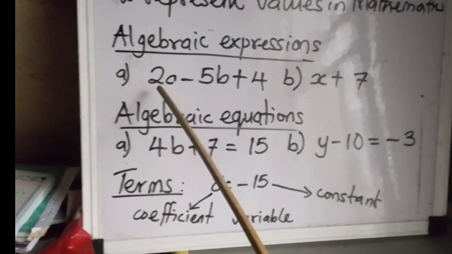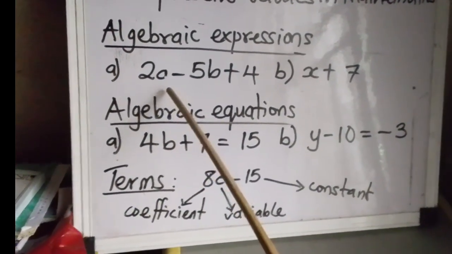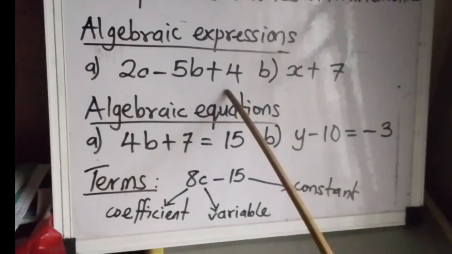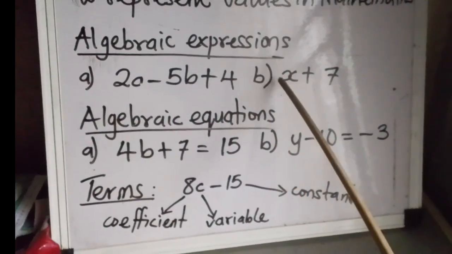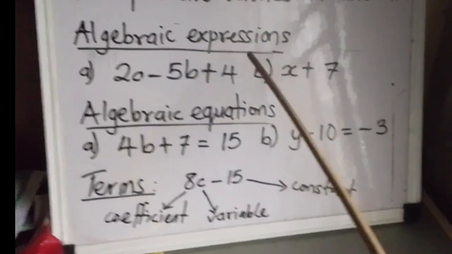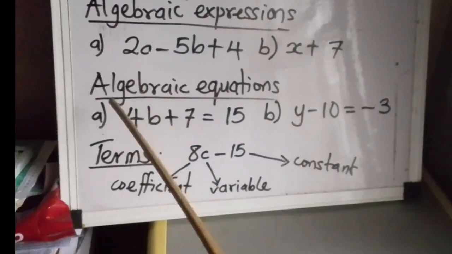Whenever you see, for instance, look at option A, 2a minus 5b plus 4. This is just an expression, an algebraic expression. s plus 7, algebraic expression. So what is the difference between these and equations?